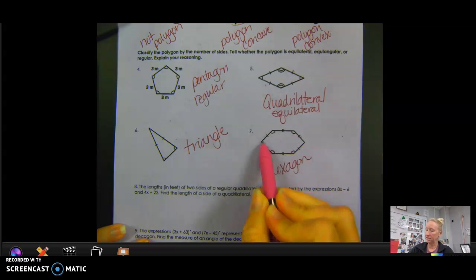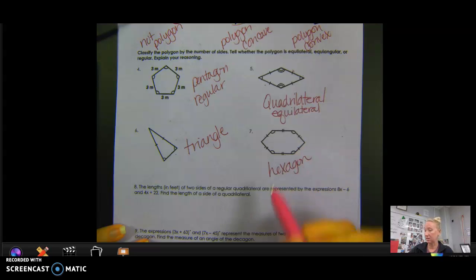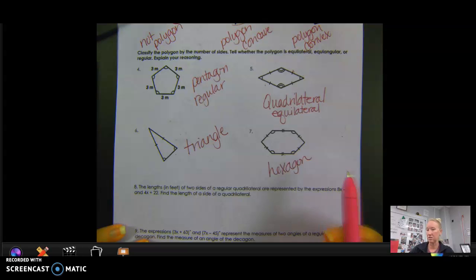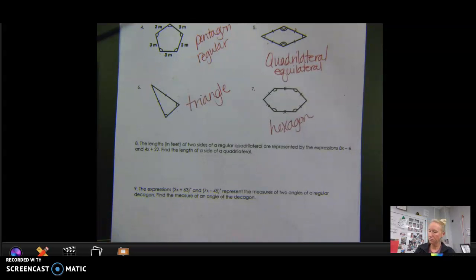These sides are equal, but it doesn't talk about these sides, so we can't assume that they're equal. These 2 and these 2 are equal too, so those 4 are equal, and these 2 are equal, so they're not all equal together. So it's not equilateral, nor is it equiangular.